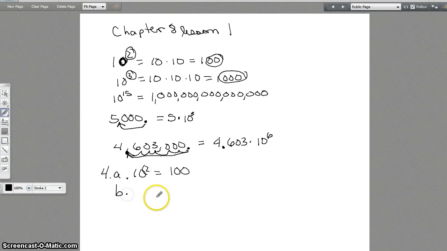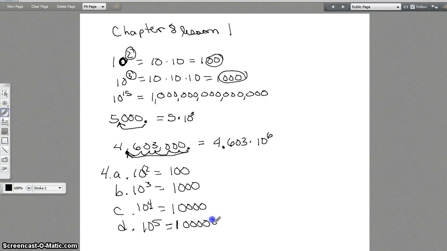What about b? Well, 4b is 10 to the third. So we write down a 1 followed by 3 zeros because it's 10 to the third power. Part c, we have 10 to the fourth. Because it's to the fourth power, that means we write 1 with 1, 2, 3, 4 zeros after it. Part d, we have 10 to the fifth. That is a 1 followed by 1, 2, 3, 4, 5 zeros. And then part e, we have 10 to the sixth. Again, that's a 1, and then 1, 2, 3, 4, 5, 6 zeros.